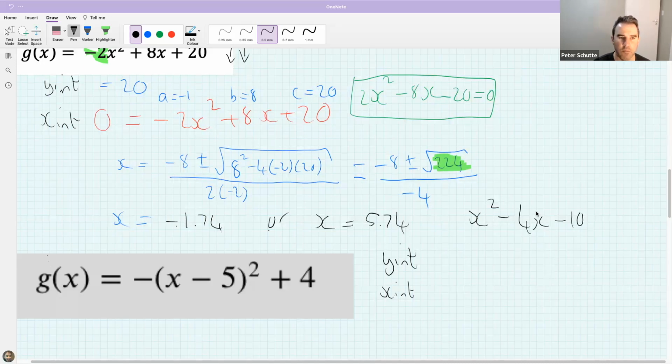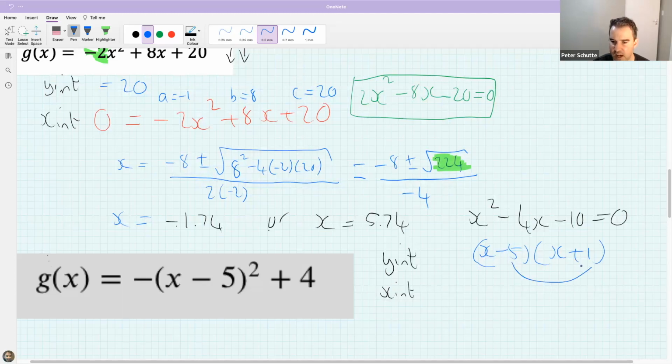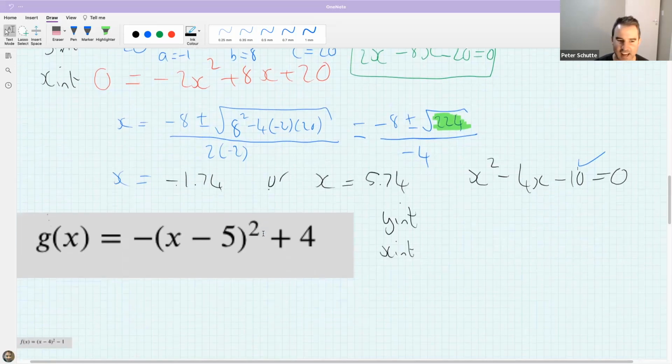Yes, I agree with that. Perfect. And then I factorized it, so I got x minus 5 and x plus 1. Okay, here's the problem. 5 times 1 doesn't give you 10. So it's just because your factorizing wasn't correct. That's the only problem. You see that? This doesn't factorize, but I understand. I almost did the same thing myself, so I understand.